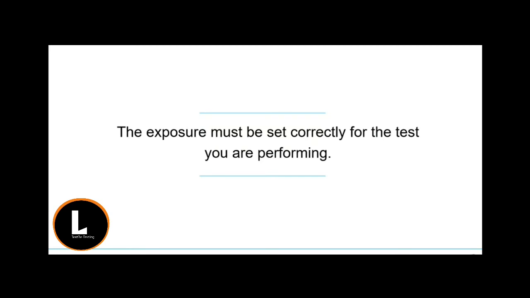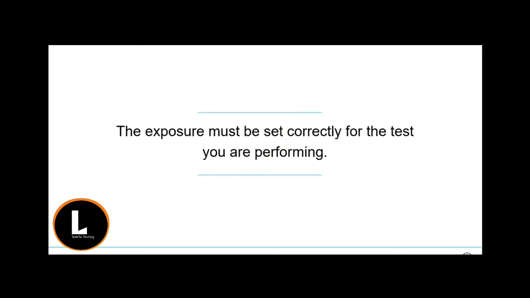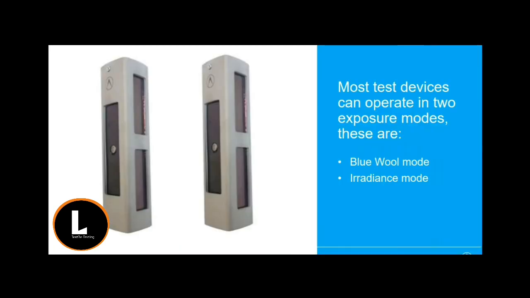Sometimes a test doesn't actually run the way you would expect it to, or take the amount of time that it did previously. So if this does happen, you need to check to see if the exposure is set correctly for the test that you are performing. So what does this mean? Most test devices can operate in 2 exposure modes, and these are blue wool mode and irradiance mode. So blue wool mode, also known as nominal power mode, runs the xenon arc lamp at nominal 75% power, and the irradiance will not be controlled.